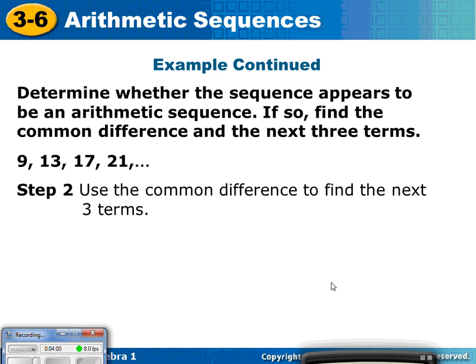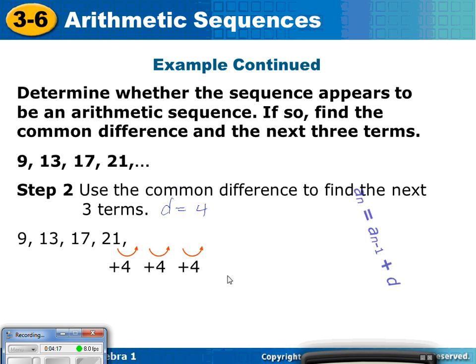Next thing we need to do is use the common difference. So we just said the common difference was 4. If I add 4, what's the next one? Next one's 25, then it's 29, 33. So using the formula, we already know that it's 25, 29, 33.